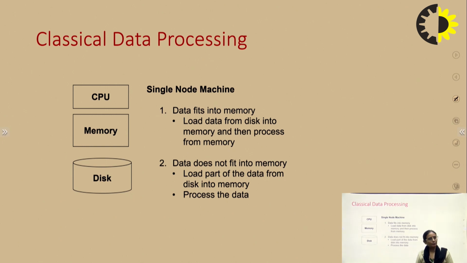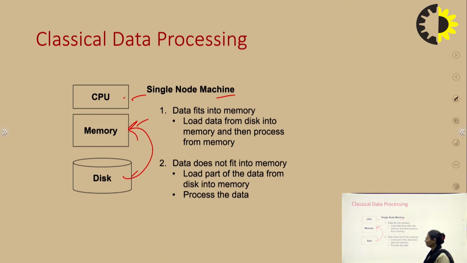If we want to do data processing in the classical or traditional, non-distributed environment, what will happen? Here we have CPU, memory and the disk. These are the hardware we generally use when we run a program. In a single node machine, data fits into the memory, and in the CPU the instructions start executing. So we load the data from disk into memory and then process from memory.